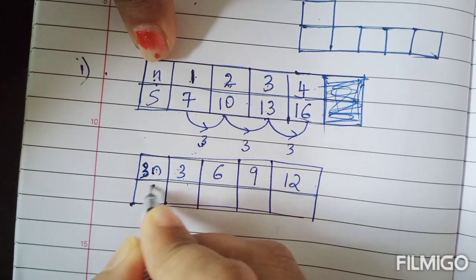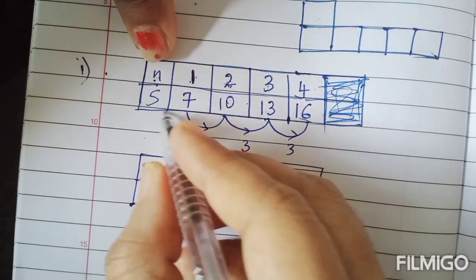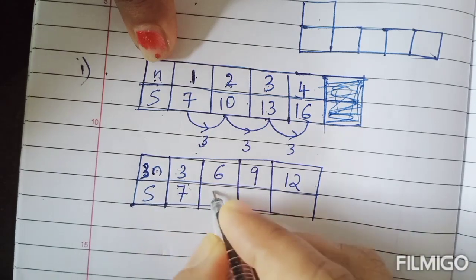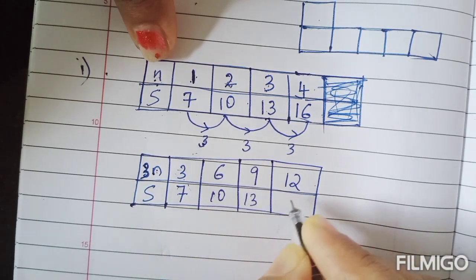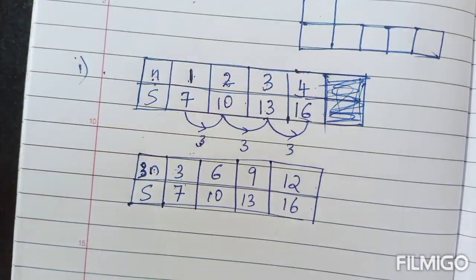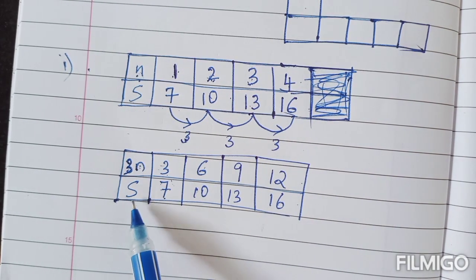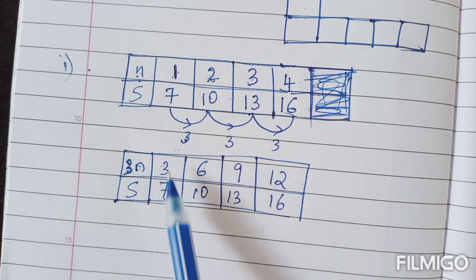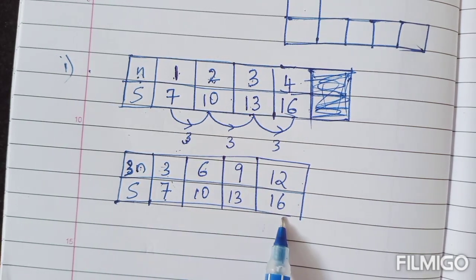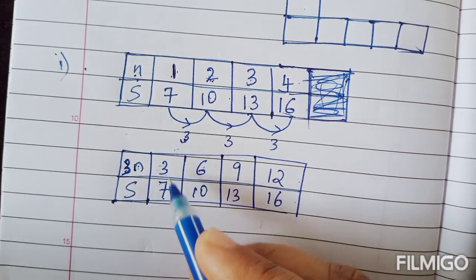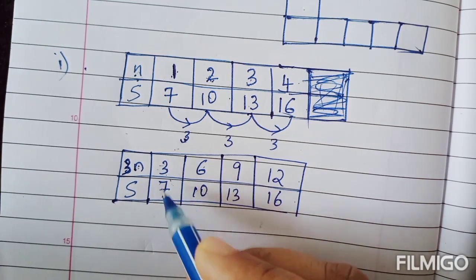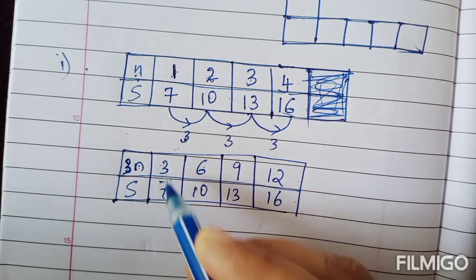Okay, now as we can write in the second row, s the same: 7, 10, 13, 16. Now we can compare 3n and s. The first row we can compare with the second row. So let us take the first column, 3 and 7.